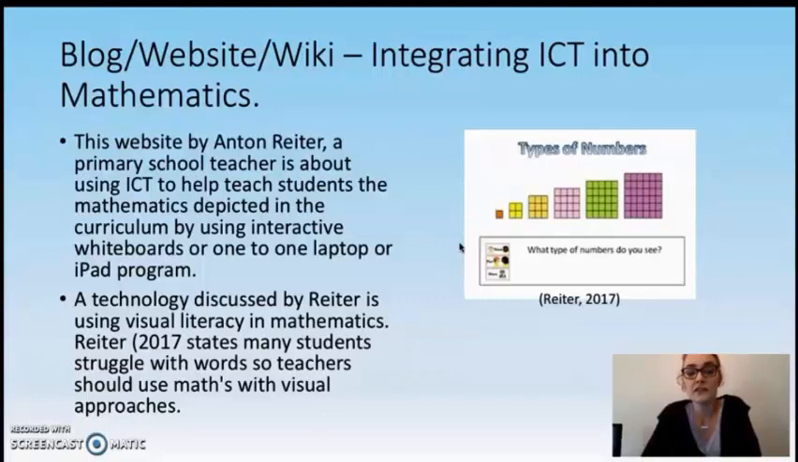A technology discussed by Ryder is using visual literacy in mathematics. Ryder states many students struggle with words, so teachers should use mathematics with visual approaches. So this is just an example of maths taking a visual approach. Obviously, it's a lot easier for students to understand that.